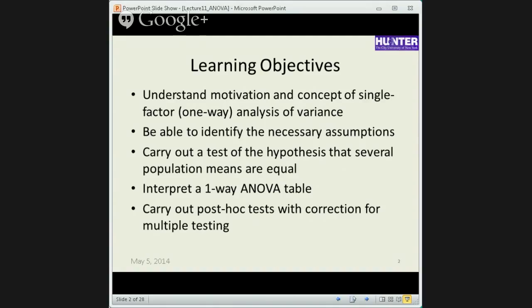the analysis of variance F-Test under the null hypothesis that several populations are equal, and give you just a bit of practical experience interpreting the one-way ANOVA table and doing so-called post-hoc corrections.